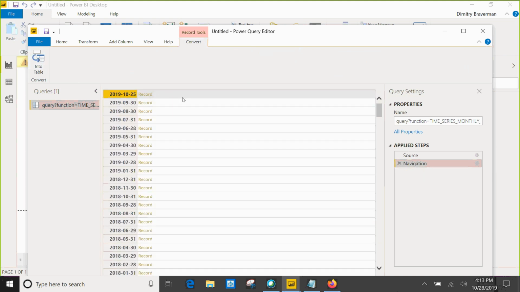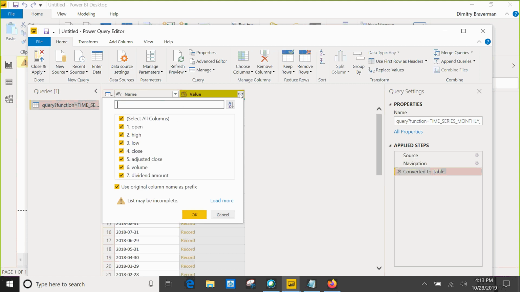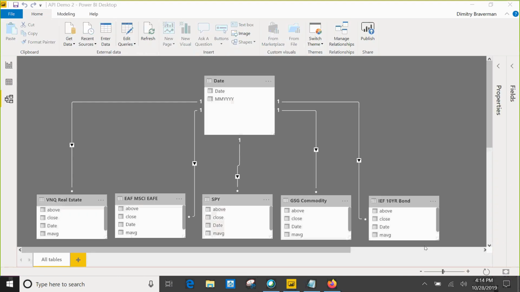We're going to convert those records into a table, and we're going to expand individual columns, which would include open, close, volume, and we're not going to use a prefix. And just like this, with a few clicks, we received tabular data, which we need for reporting. We're going to repeat those steps 4 more times to receive each individual asset class, and we're going to bind those asset classes together via quote date into a single data model.